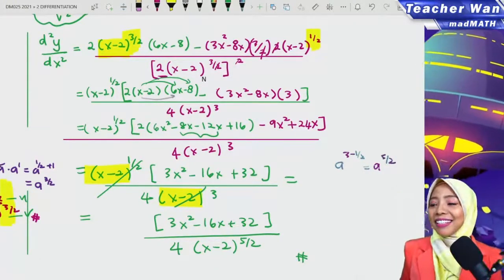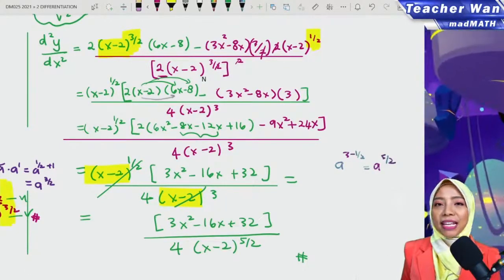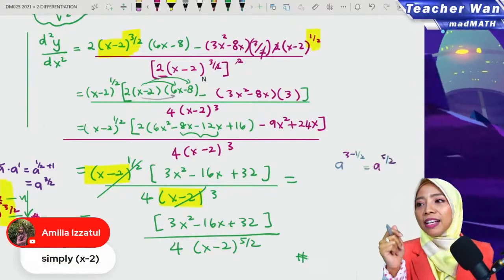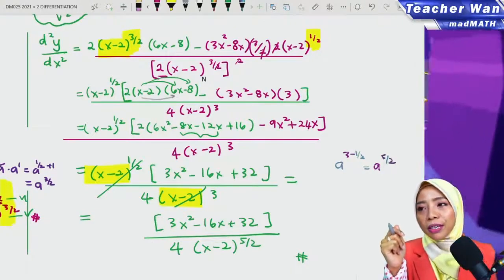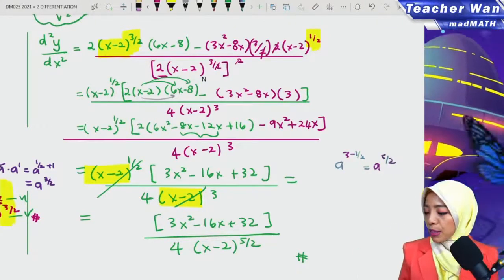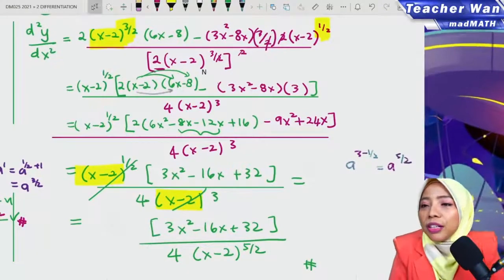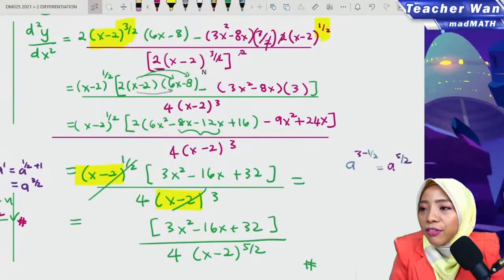Yes, Shafiq, simplify x minus 2. Emilia, very good. Please highlight their comment. Okay, simplify. Thank you, Emilia Izzatul. Okay, Emilia, where are you from? Nama-nama yang rare and Madam jarang-jarang dengar. Okay, I will shout out. Okay, thank you. Alifah, faham.